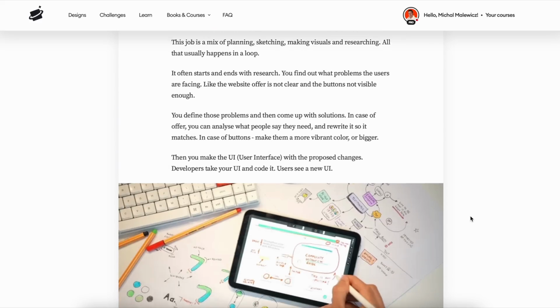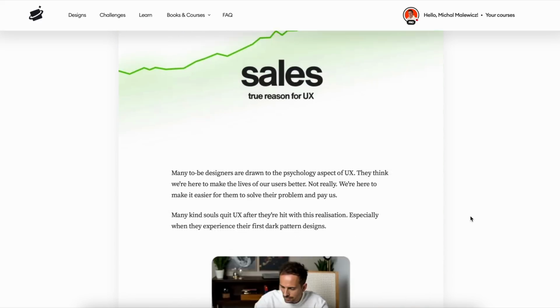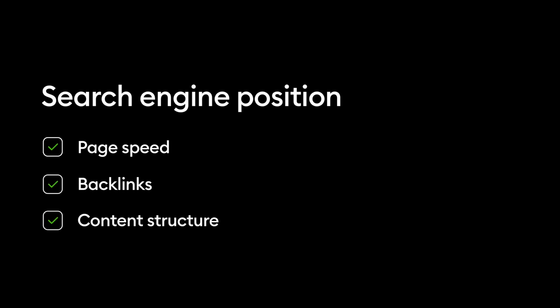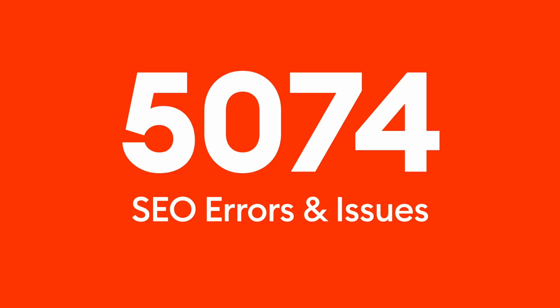Great content is one thing, and I believe we have that. But that's not the only thing that influences your position in search engines. Things like page speed, backlinks, the right content structure, and obviously not having 5,000 errors usually helps. The best thing is that looking at those errors, it was pretty easy to determine how to fix them.